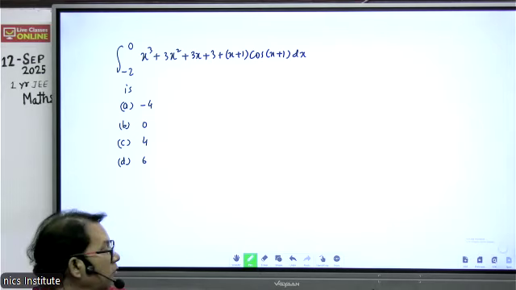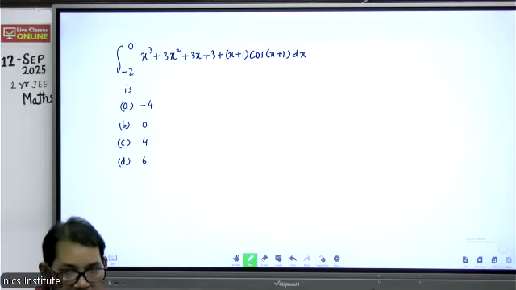In the x plus 1 into cos x plus 1, you have to apply integration by parts.